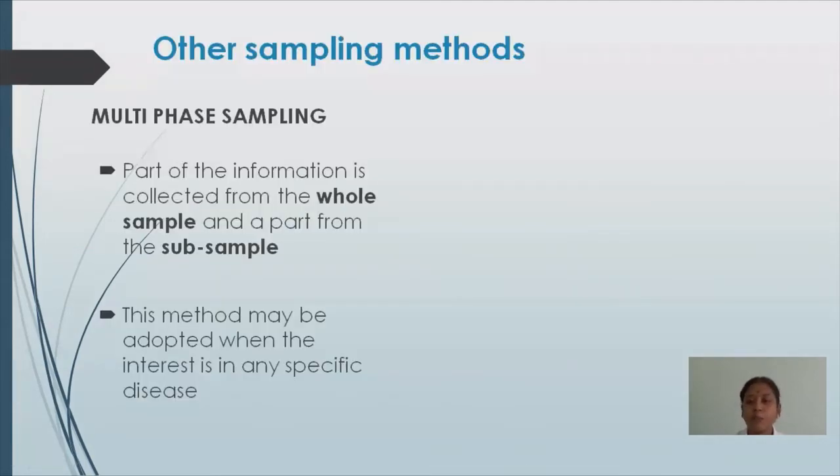So now we have seen probability and non-probability sampling methods. The other sampling methods are multi-phase sampling and multi-stage sampling. The first is multi-phase sampling. The main thing which we want to understand is that multi-phase sampling means we'll be selecting a population, and from the population we'll be selecting the subsample. So as the steps progress, the final sample will be much smaller when compared to the first sample. So this is the basic idea of multi-phase sampling.